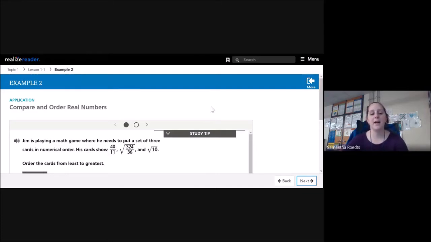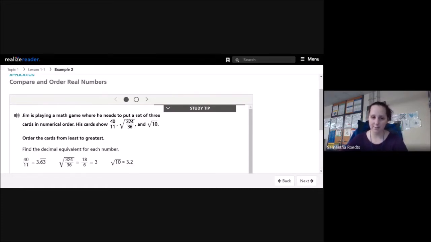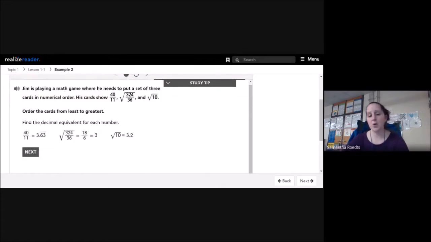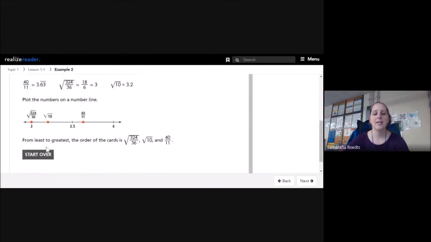All right, example 2, compare and order real numbers. Jim is playing a math game where he needs to put a set of 3 cards in numerical order. His cards show 40 over 11, the square root of 324 over 36, and the square root of 10. Order the cards from least to greatest. I find the decimal equivalent for each number. I get 3.63 repeating, 18 over 6 or 3, and 3.2. I can plot those points on the number line. So from least to greatest, I get the square root of 324 over 36, the square root of 10, and then 40 over 11.